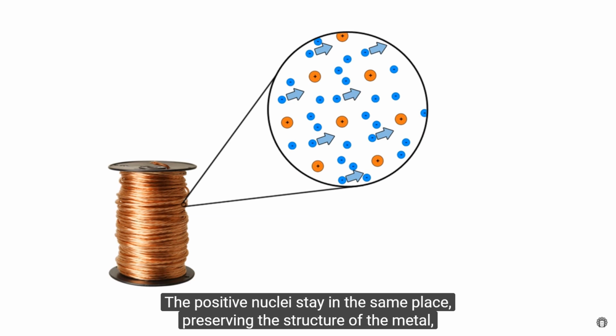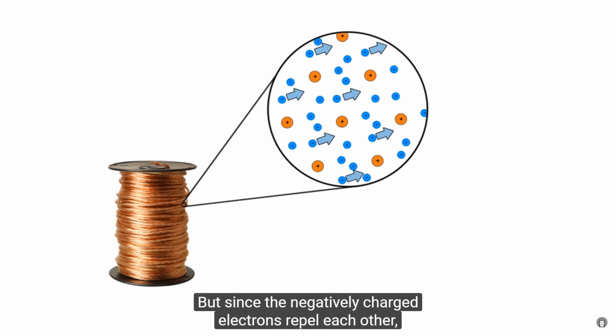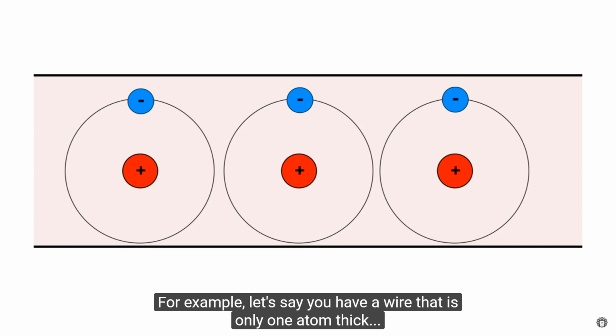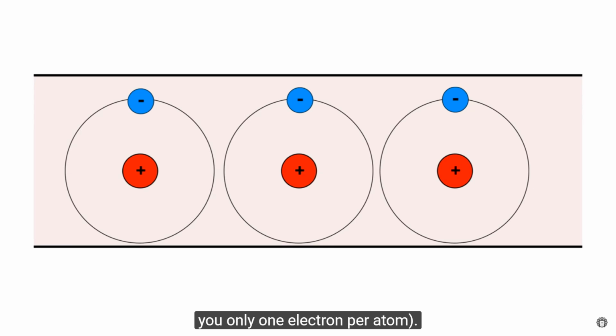The positive nuclei stay in the same place, preserving the structure of the metal, but the electrons can drift around from atom to atom. But since the negatively charged electrons repel each other, when you move one electron from atom to atom, you'll also move other electrons from atom to atom. For example, let's say you have a wire that's only one atom thick, and just so you know, I'm massively oversimplifying things here by showing you only one electron per atom.